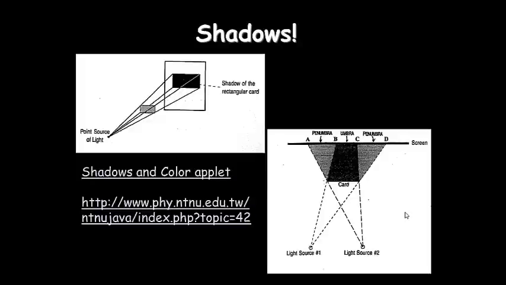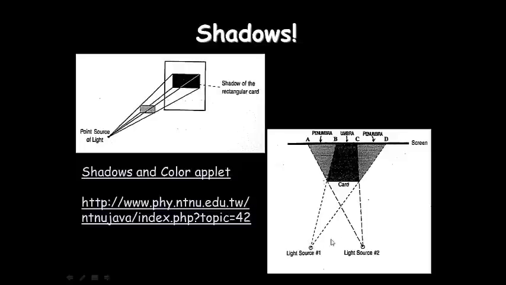One cool thing that happens with colored lights is the creation of different colored shadows. If you just think about a typical shadow that you might make, you've got your point source of light, you've got the object blocking it, and then this entire part of the screen basically gets blacked out because no light is able to hit that part of the screen.